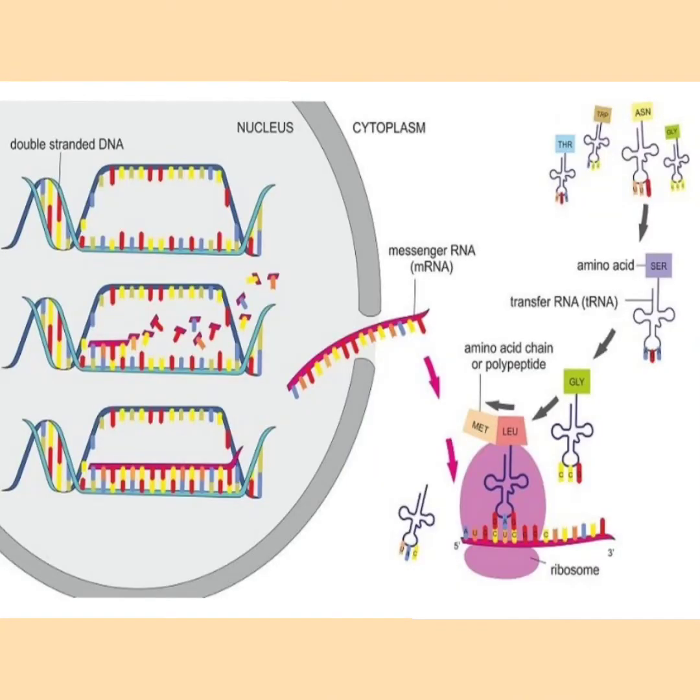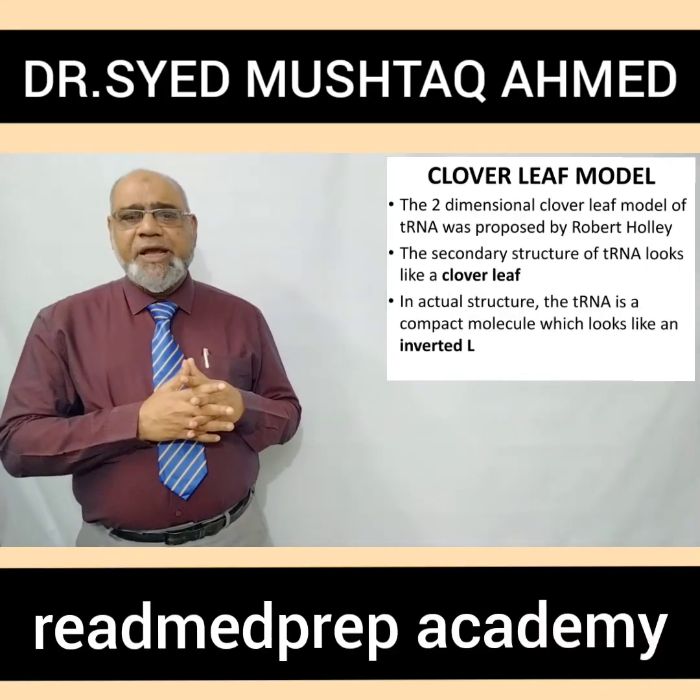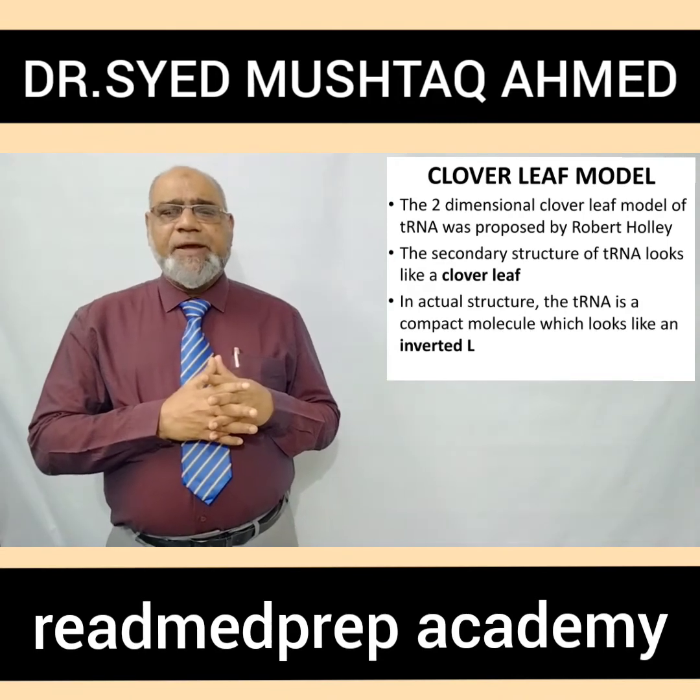Here you can see in this image the transfer RNA picks up the amino acid that is present in the cytoplasm and brings it to the ribosome and matches the anticodon with the codon on the messenger RNA, fixes the amino acids, forms the peptide bond between the amino acids, and it is again released into the cytoplasm to continue its work. The two-dimensional cloverleaf model of transfer RNA was proposed by Robert Holley.